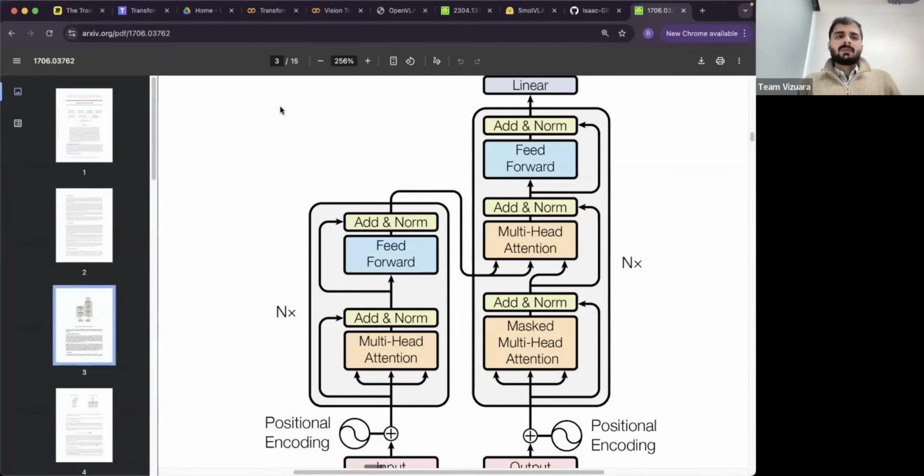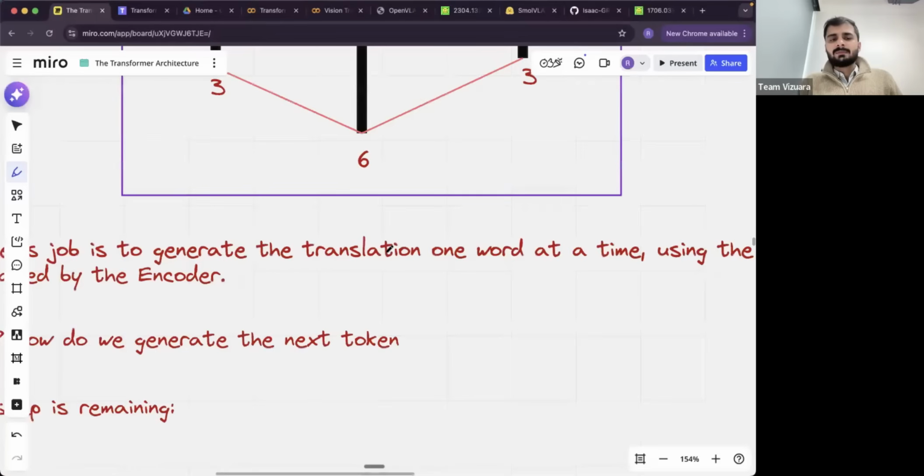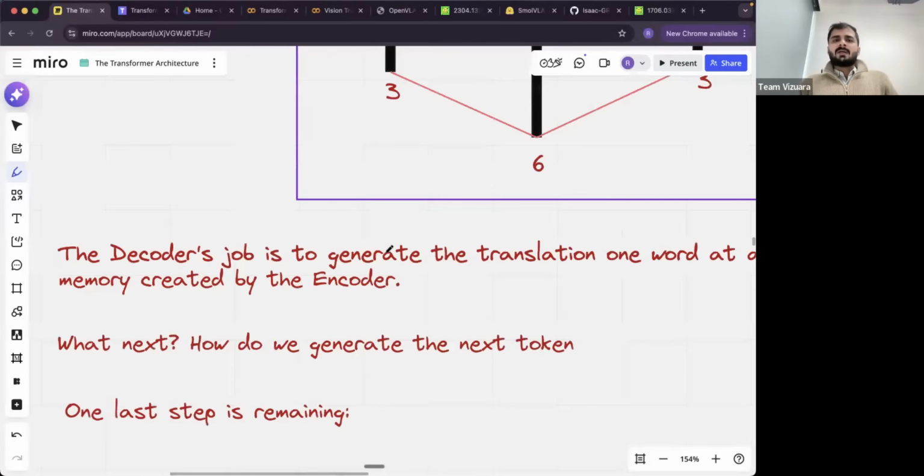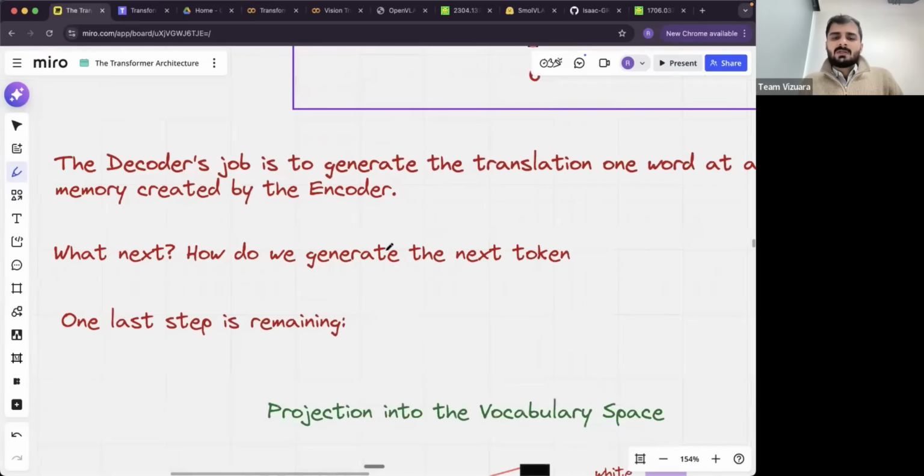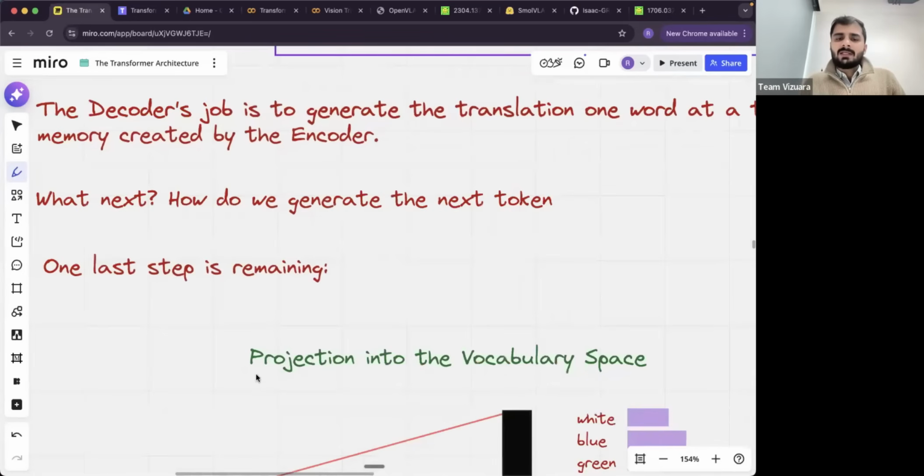Okay, so let's try to understand one last step which is pending. You might be thinking we have created a context vector for the token car, but how do I generate the next word? How do I generate the next word which is red? I have not discussed that before this point. So the last step is remaining, which is called projection into the vocabulary space.